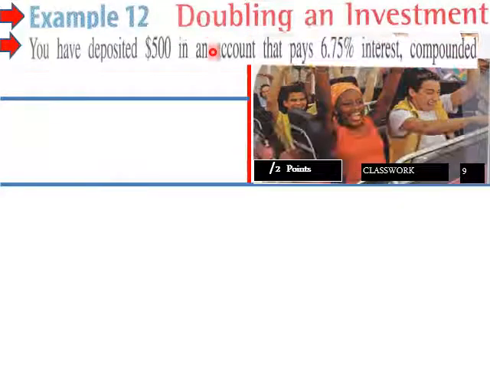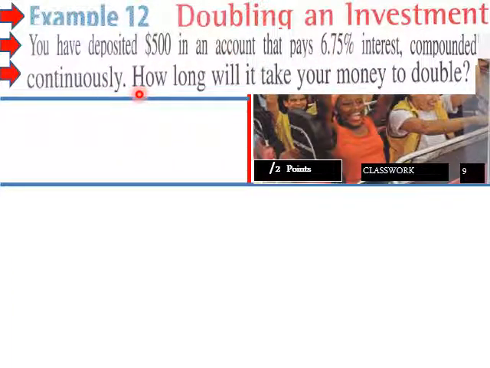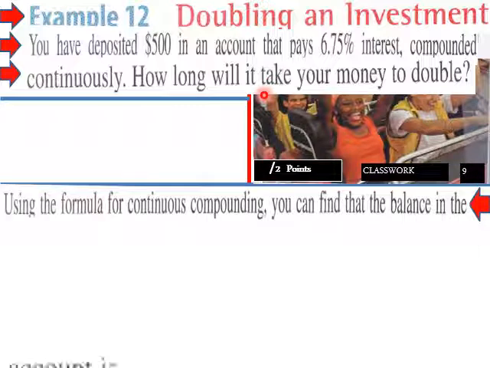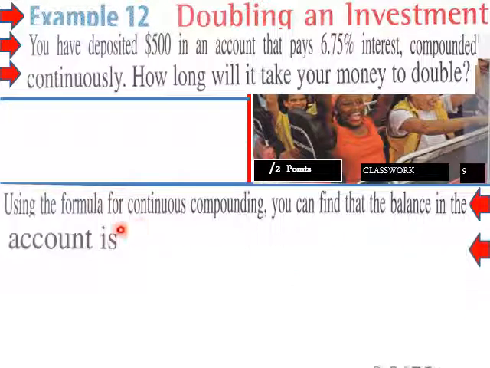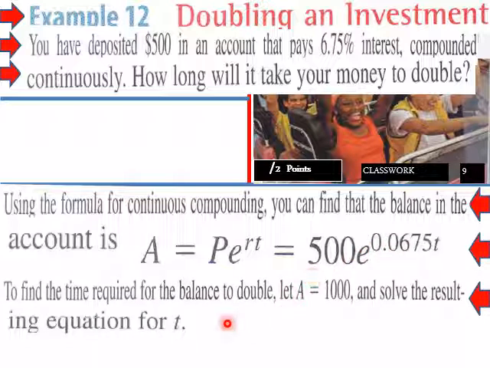Okay, so now doubling an investment. Deposit $500 in an account, paying 6.75% interest, compounded continuously. How long will it take your money to double? Using the formula for continuous compounding, you can find the balance in the account. Here's your formula: A equals P e to the rt. So 500 e to the r, our rate, times t.